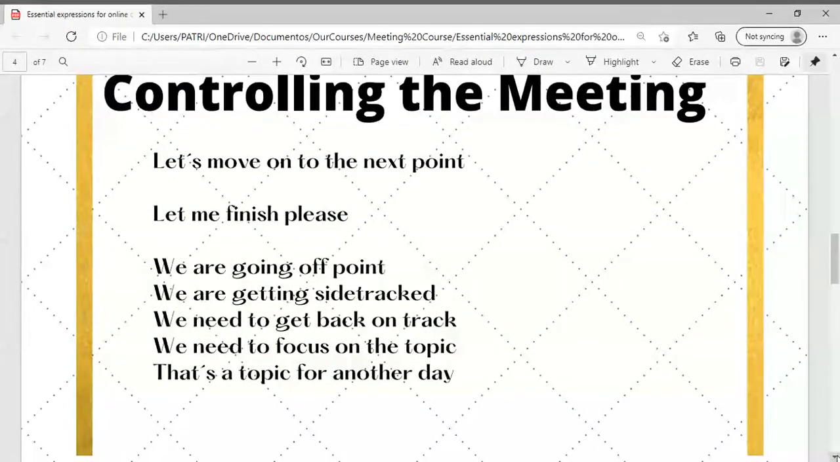This is perhaps the easier one to use. And you can say, that's a topic for another day or another meeting. We need to focus on the topic.